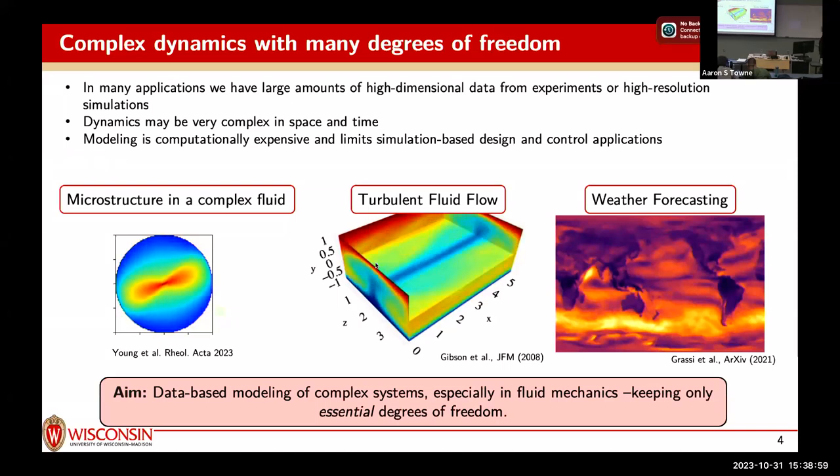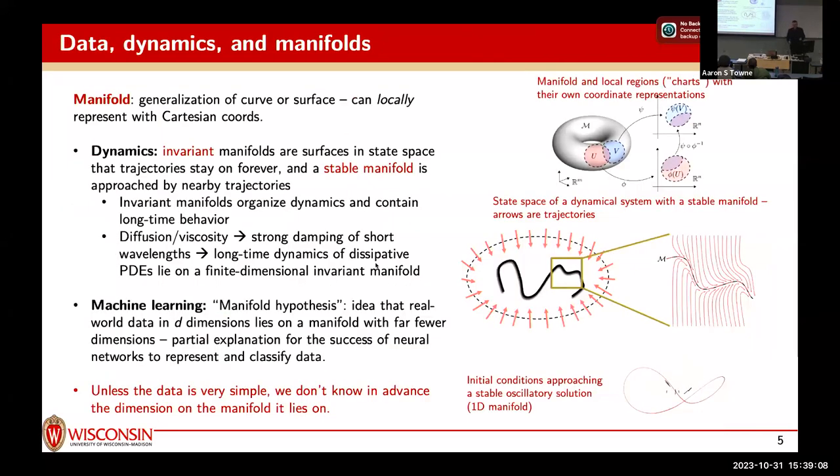So how are we going to do this? We want to build on some really fundamental central ideas from nonlinear dynamics. And so the ideas come from the following. If we have data that lives in some very high dimensional state space, so for a flow system, the state space would be the velocity at every point in space. That's a point. You know the velocity at every point in physical space.